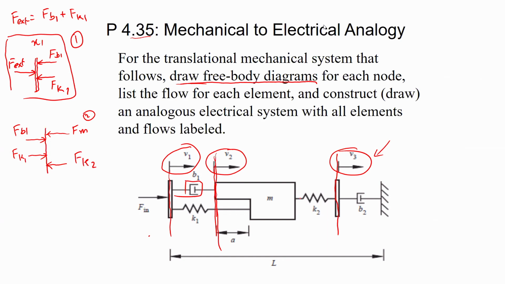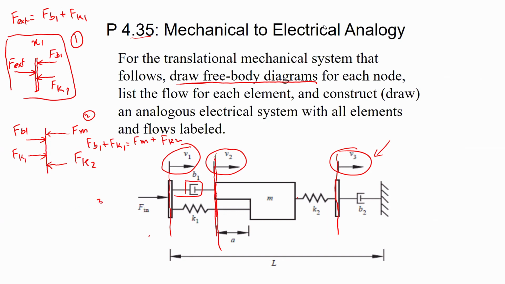Never ever forget that one. Many other things hang around the balance. The spring is 99.9% between 2 nodes, so that one is directly connected over here too. So FK2. Let's write the equation: F B1 plus F K1 is equal to FM plus F K2.